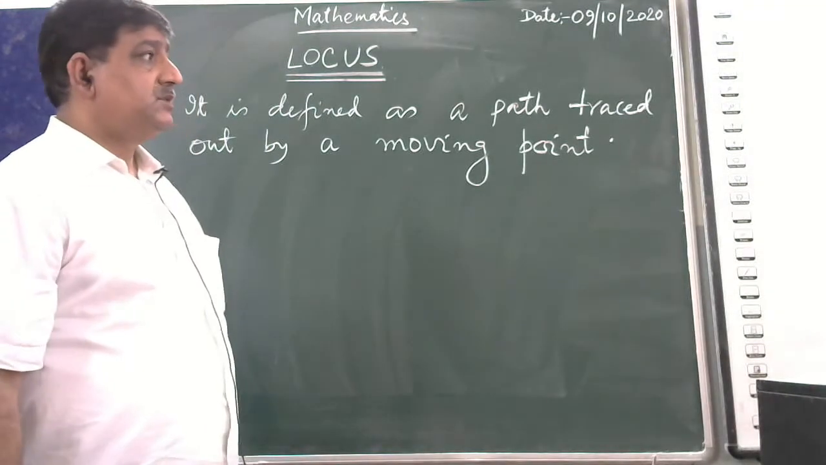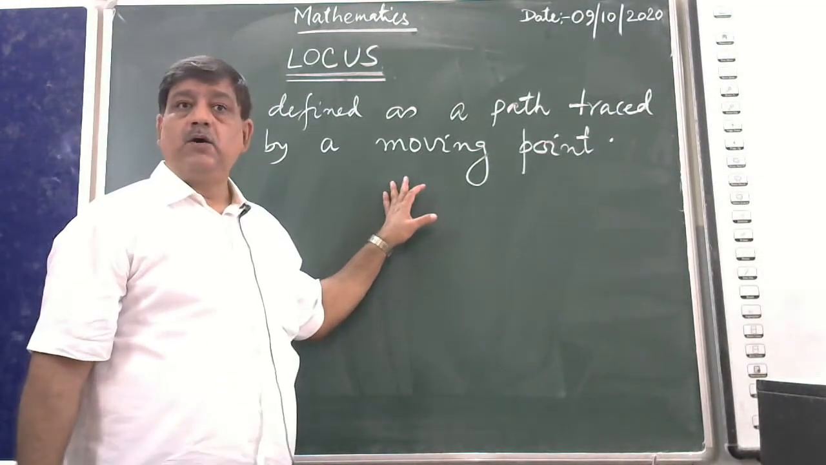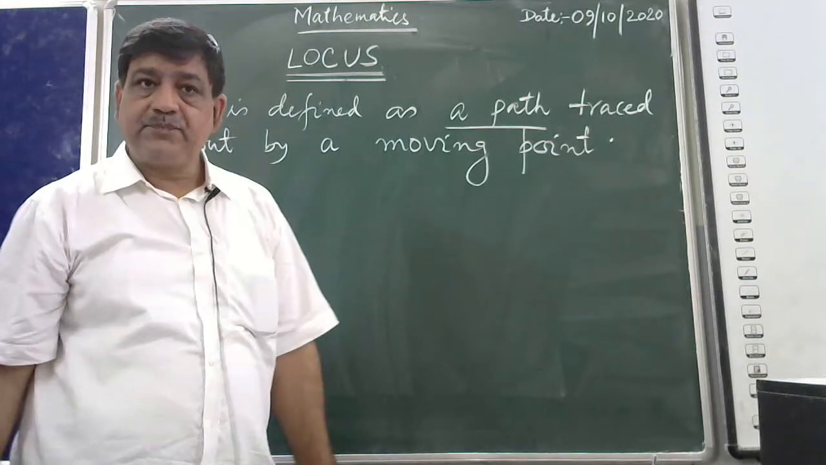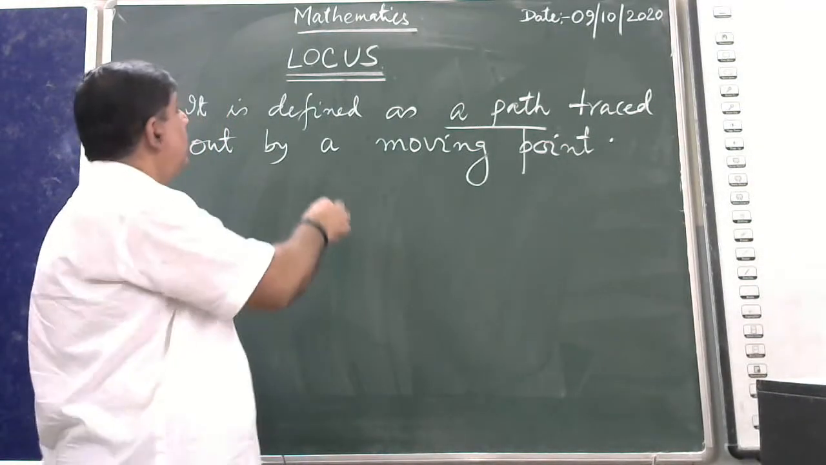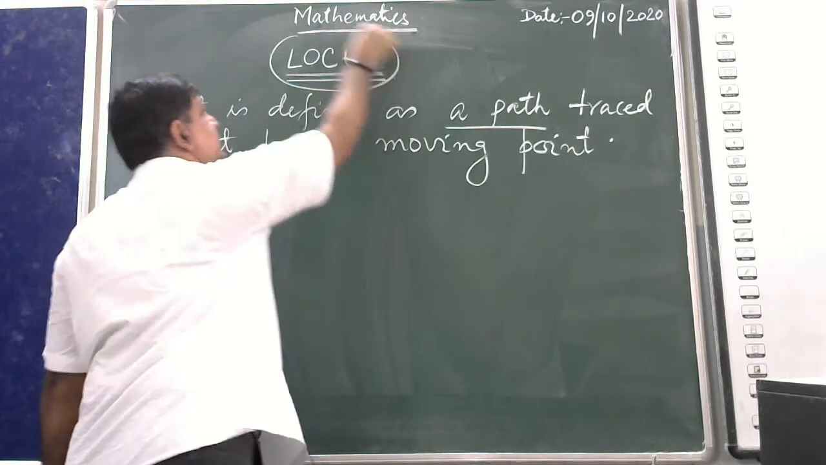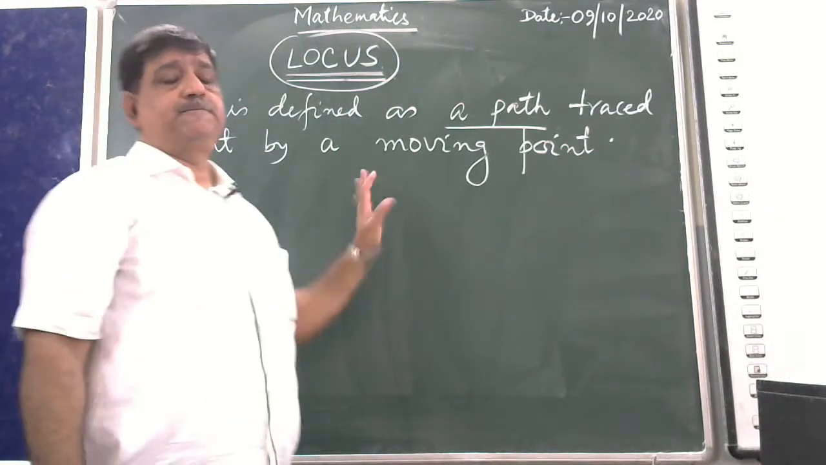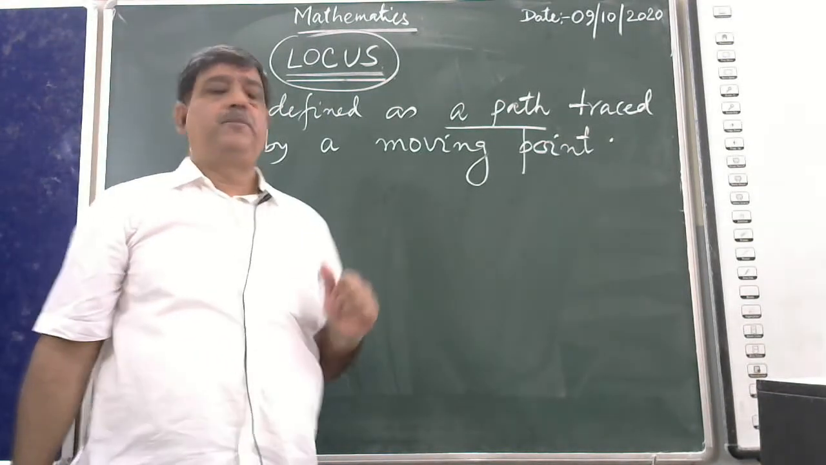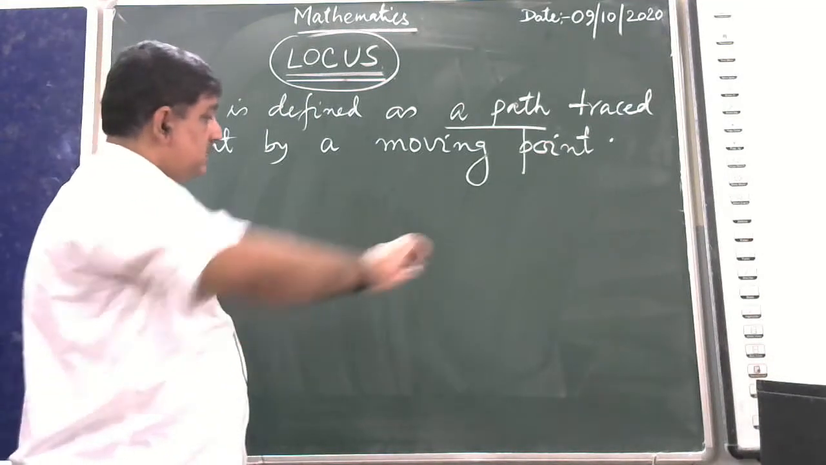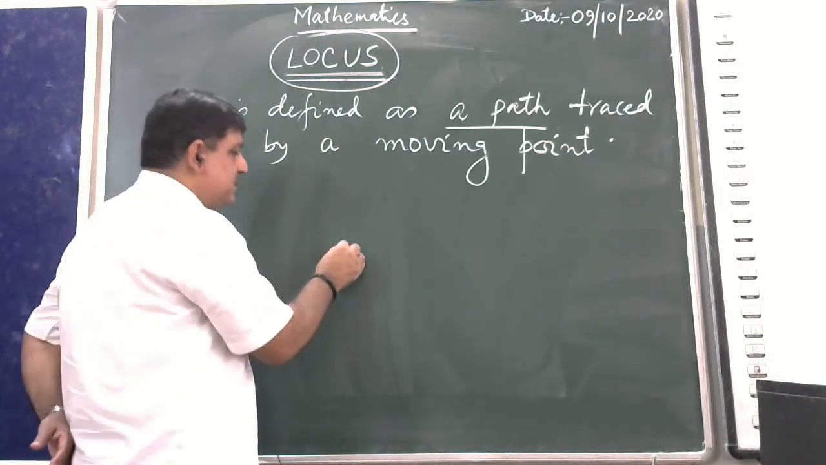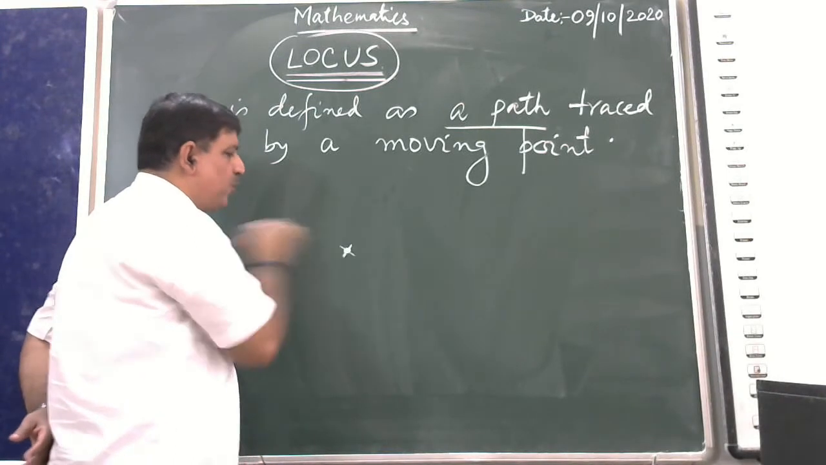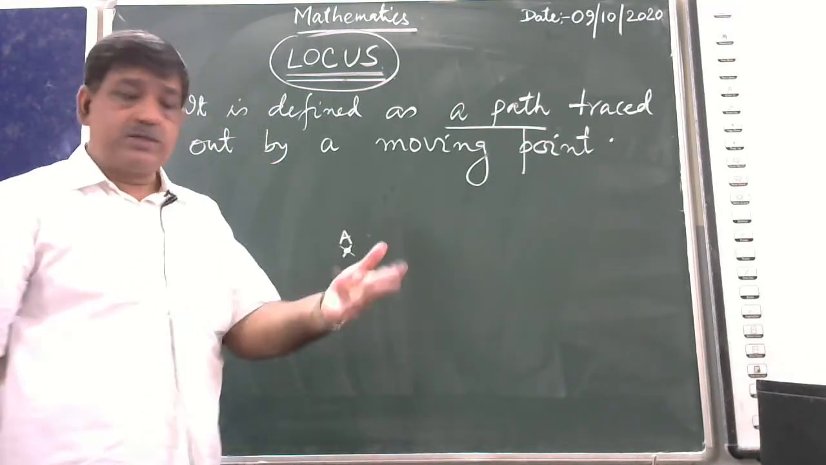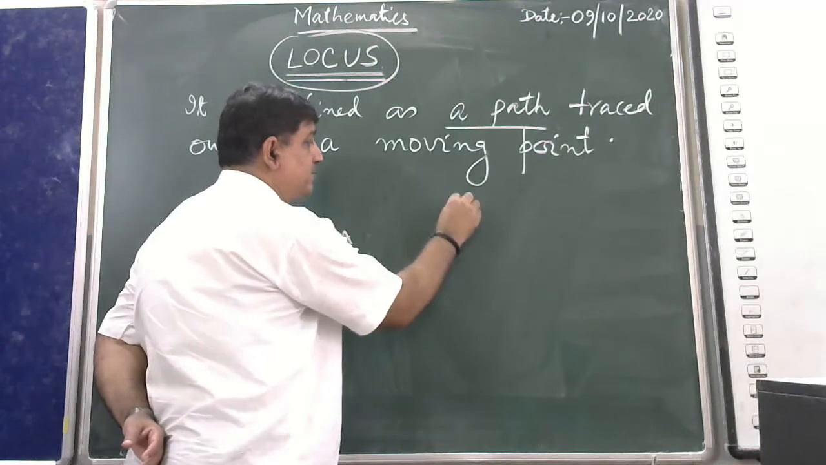Now, here, what we mean by this word path and what this locus stands for, that we will discuss. Boys, you know that, suppose here, take an example. Suppose here there is a fixed point. This point A, it is fixed. Now suppose a point, say this point P, is moving.